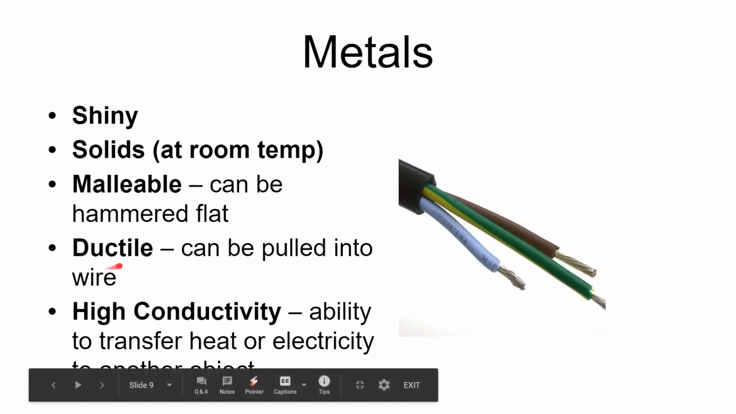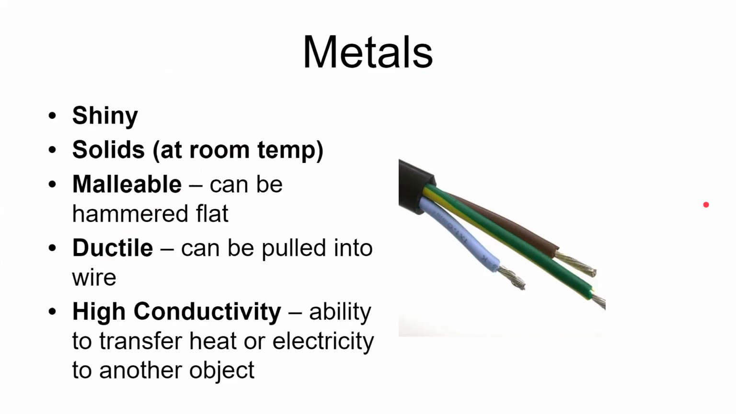Metals are also ductile, which means that things like copper that are used for electricity going to your house, we can pull them out and stretch them and twist them and turn it into a wire. Again, this wouldn't be possible if we weren't able to work with the metals so easily.